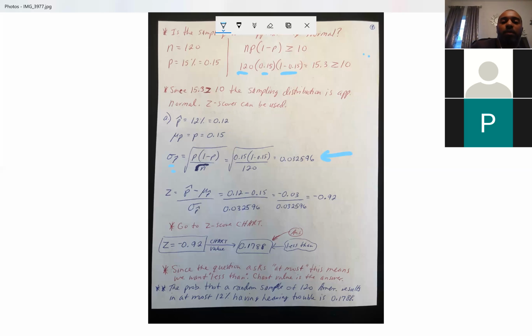So before we go any further, make sure we're okay. So we have P hat, the mean of P hat, standard deviation of P hat, sampling distribution.